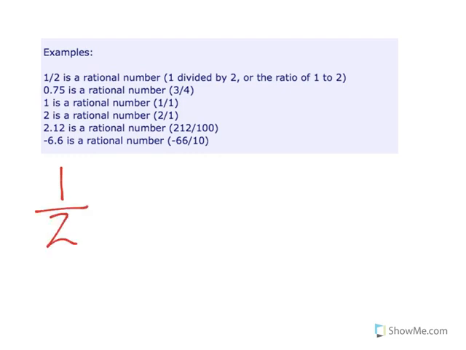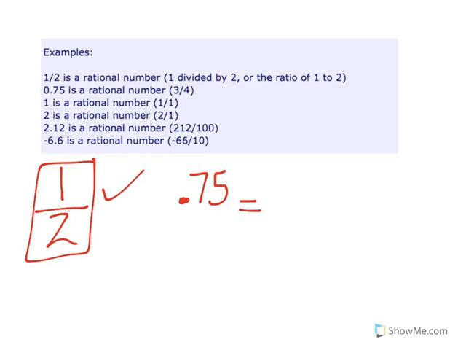1/2. Does that look like a ratio or a fraction? Yes, it does. So it's already a rational number. 75/100. Now, many of you are going to say, well, that's a decimal, Miss Benjamin. Yes, it is. But can we make it look like a fraction or a ratio? Well, of course. How do you write 75/100 as a fraction? Just the way you read it.